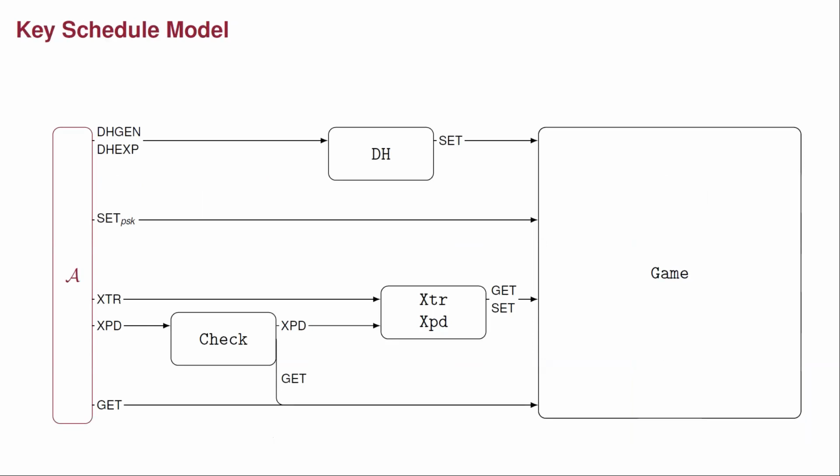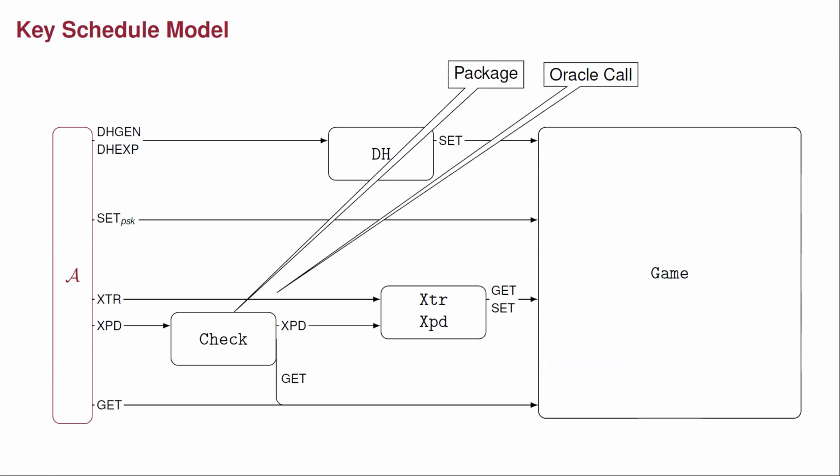Before we go into the details of how you prove such a thing, let's take a look at the model. This is to explain how this description works. There are packages here. Packages are just like objects that contain code. So a package has methods that you can call on it, and we call them oracles. And the arrows are just oracle calls.